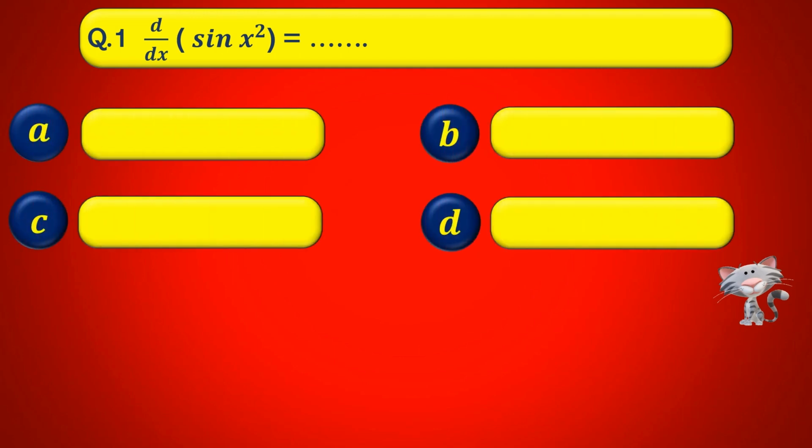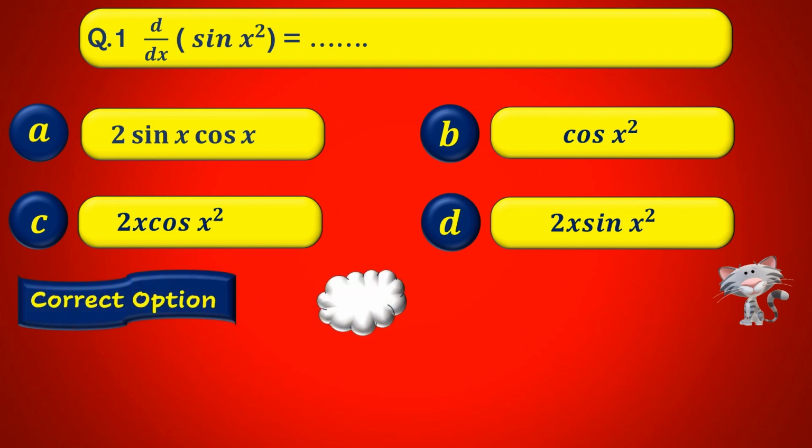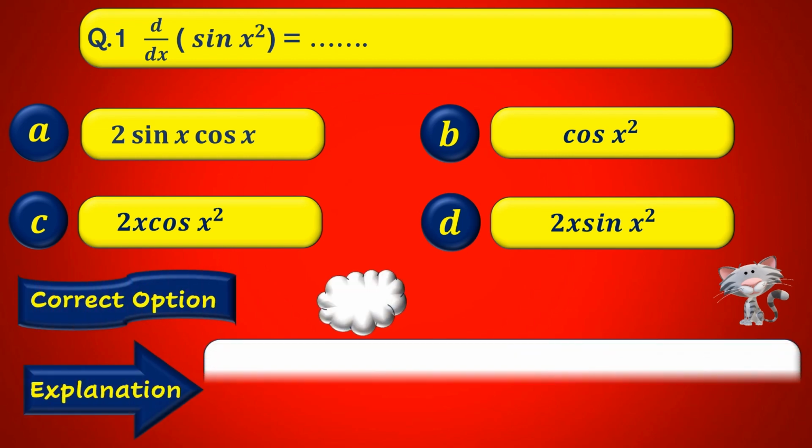Question 1: d by dx of sine of x square is equal to, and the options are option A 2 sine x cos x, option B cos of x square, option C 2x cos of x square, option D 2x sine of x square. And the correct option is. But before the correct option, let's explain it.